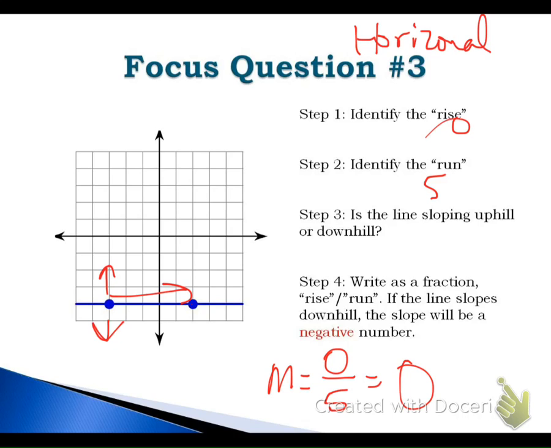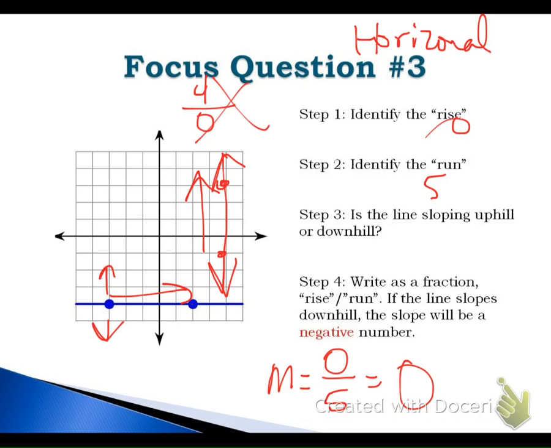If this was a vertical line, and you picked any 2 points on the line, it didn't matter what your rise is. Let's say we get 1, 2, 3, 4, and we didn't go to the right or left at all, so 4 over 0. Well, any number divided by 0 you can't do.